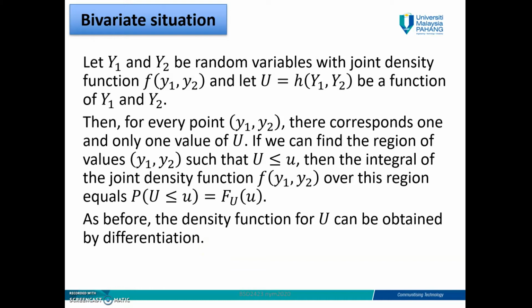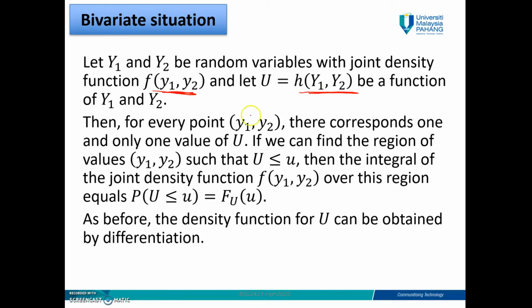So in this video, we continue with the function of random variable, chapter 4, and we are talking about the method of distribution function. Okay, this is another example and it's focused on the bivariate situation. So consider that we have Y1 and Y2, random variables with joint density function f(y1, y2), and let U equal to a function h of Y1 and Y2.